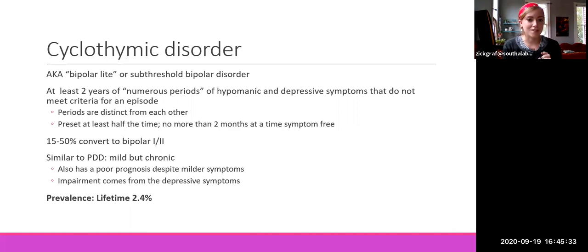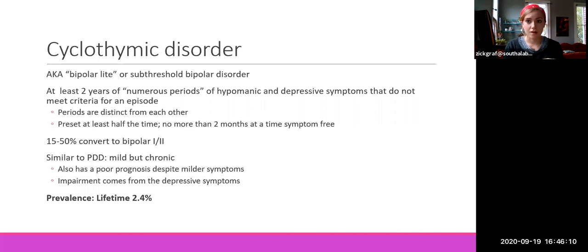The thing about it, though, is that it's very chronic. So just like persistent depressive disorder requires that you have 2 years of consistently depressed mood, even though it's more mild than a major depressive episode, cyclothymia is the same. You have to have both hypomanic and depressive symptoms for at least 2 years. And cyclothymia is not the same as mood swings. This is not like someone wildly vacillating between hypomania and depression within a couple hours of each other or within the same day. The episodes have to be discrete from each other.